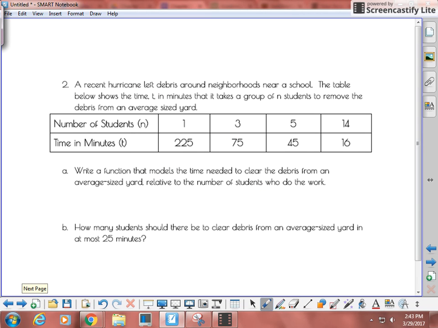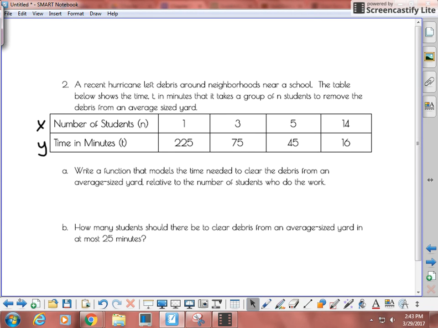Okay, so now we have some story problems to go through. A recent hurricane left debris around the neighborhood near a school. The table below shows the time in minutes that would take a group of n students to remove the debris from the average sized yard. So you have a table there. So the number of students would probably be your x value, and this would be your y value for time, but obviously we're going to use the different variables to go with it.